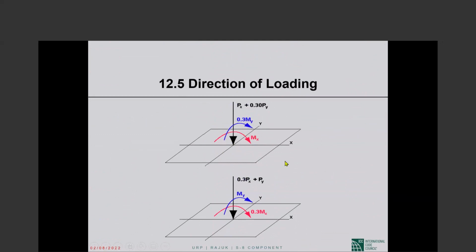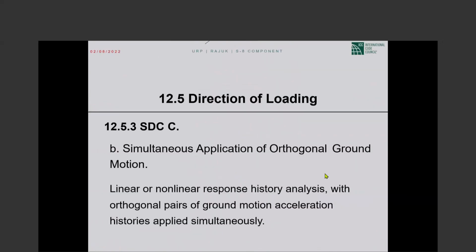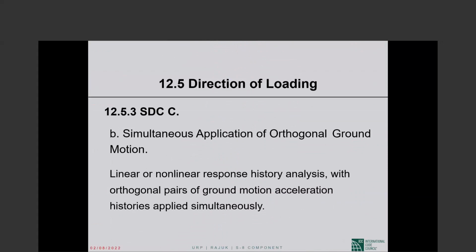So you have to design for this combination or that combination. 30% of the axial load caused by the X earthquake plus 100% of the axial load caused by the Y earthquake, plus 100% of the Y moment and 30% of the X moment. Again, biaxial bending of the column. So this orthogonal effect is kind of serious, but there are important exceptions that I will not go into today. So it's not as bad as it looks.